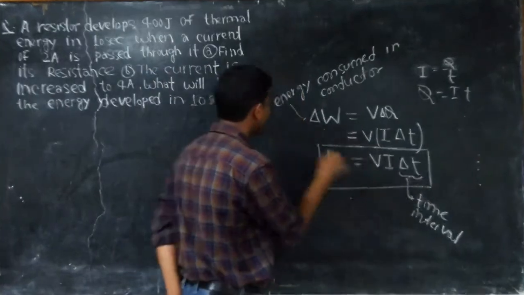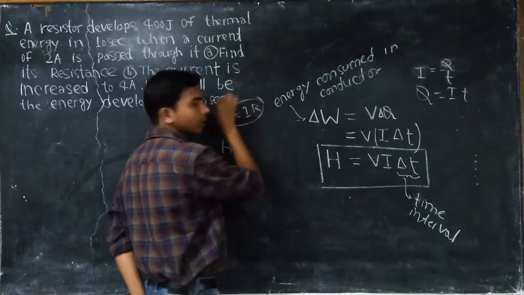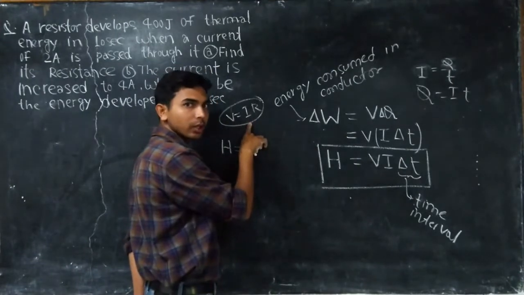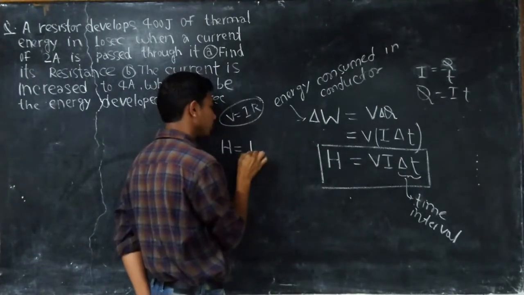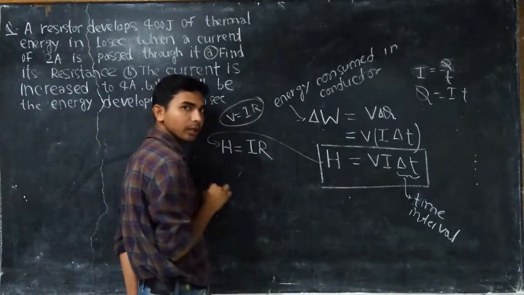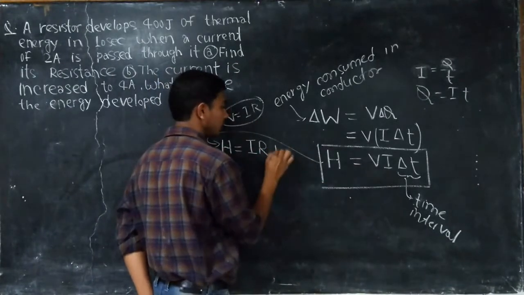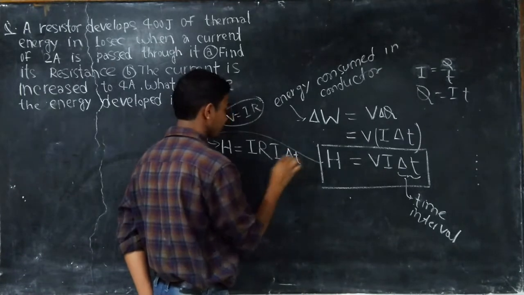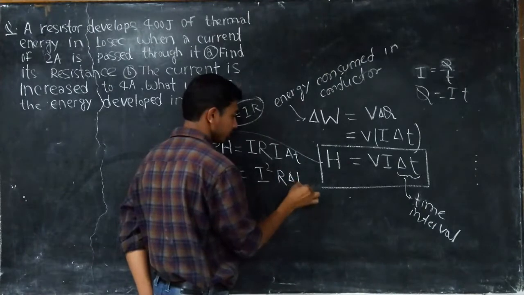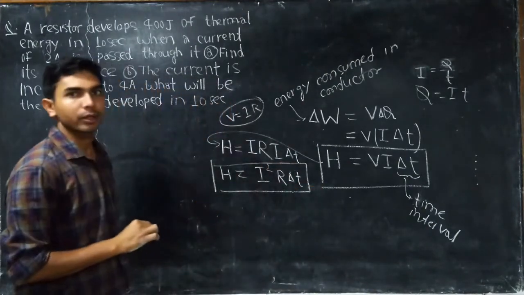Some more changes I am going to do in this one. Ohm's law, right? Ohm's law is what? V is equal to I R, right? So in place of V, we are able to substitute I R, and one I is already here, and delta T. So what formula is coming? I square R delta T. So this is another formula to heat dissipated in conductor, right?